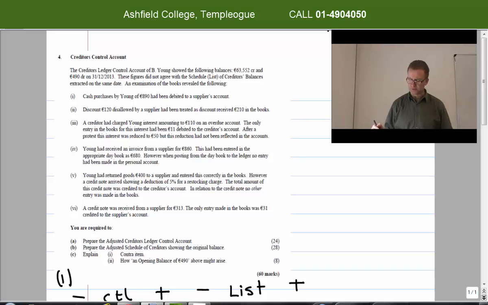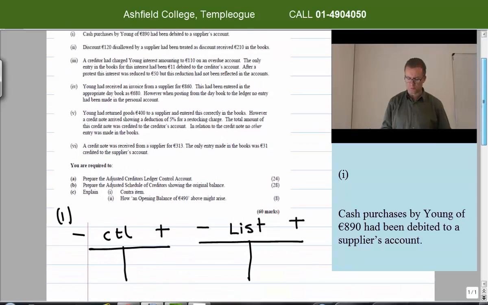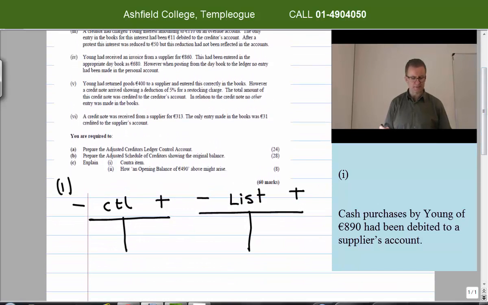There are 6 adjustments. Adjustment number 1 tells us that cash purchases by Young, which is ourselves in the question, of €890 had been debited to a supplier's account. So I'm going to put in the entry first of all as to what happened. The question says had been debited to a supplier's account. €890 goes into the list, where the list means supplier, on the debit side. It's in a box, which means it's past tense, it's done.